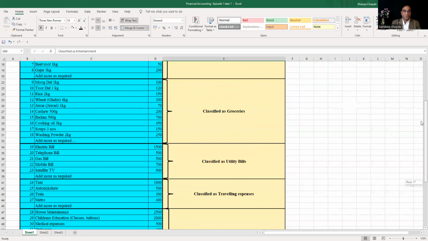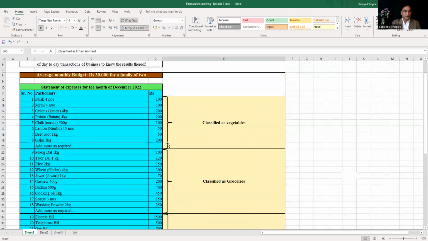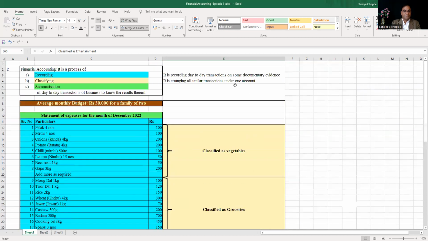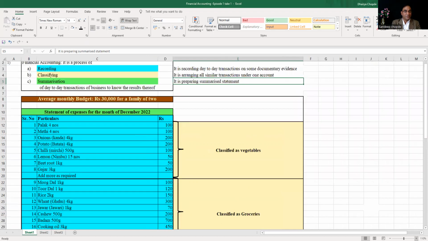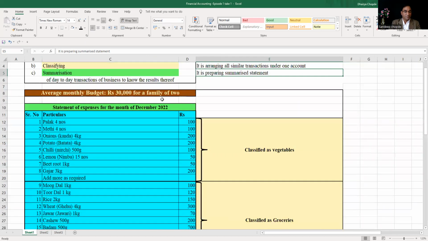So in classification, what you have done is put all similar kinds of expenses under one account. That is classification. Once classification is done, you can do summarization. Summarization, you can define as preparing a summarized statement. That means when you look at the statement at the end, you should come to know what has happened in the month of December.